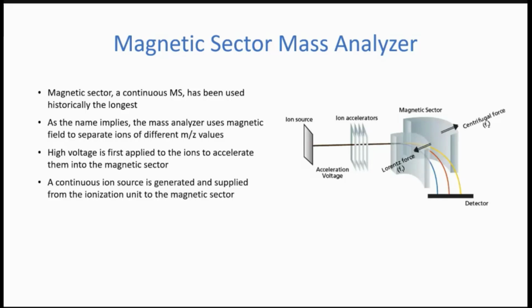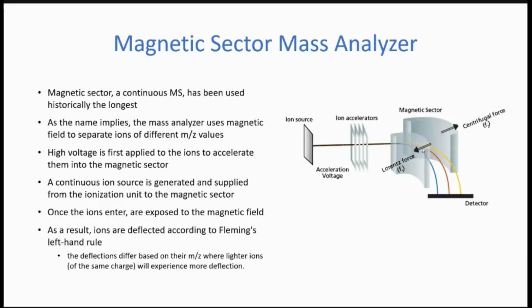Now, a continuous ion source is generated and supplied from the ionization unit to the magnetic sector. So that means that there's a constant voltage and it's continuous that goes from the source to the sector. And so you kind of have to have a fair amount of sample to use this particular type of instrument and have it going through constantly for a while. And when the ions enter, they are then exposed to the magnetic field.